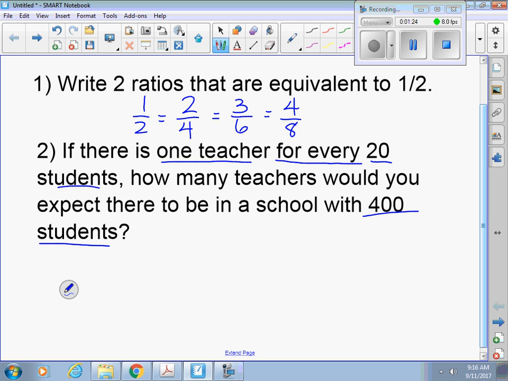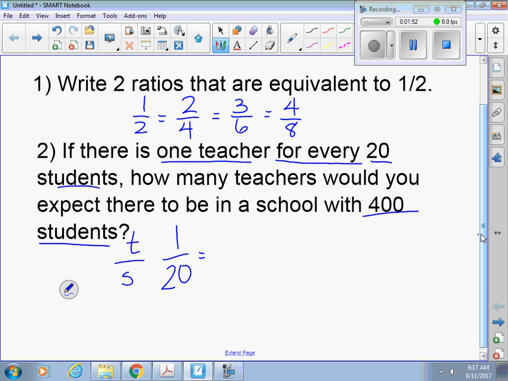All right, let's talk about the ratio that we've been given first. The ratio is 1 to 20. Very good. And the 1 is representative of the teachers. Very good. And the 20 represents the students. Very nice. Okay. So now what do I do?